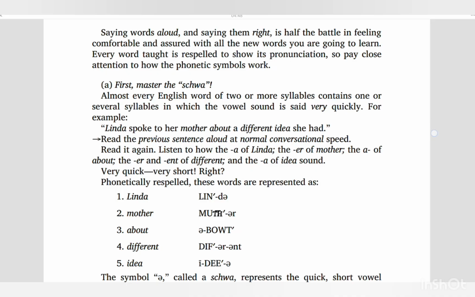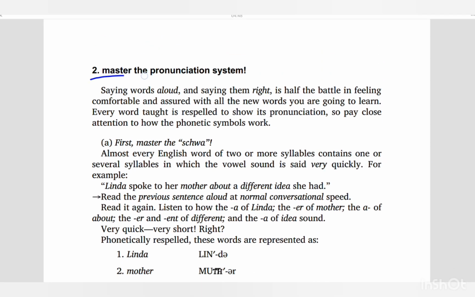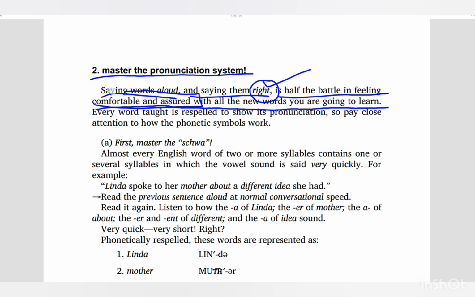So let's start on the second point, that is master the pronunciation system. Saying words aloud and saying them right is half the battle in feeling comfortable and assured with all the new words you are going to learn. It means the words you are speaking should be pronounced right, and when you do that you are comfortable and assured, you have that self-confidence that you are not wrong. Every word taught is respelled to show its pronunciation, so pay close attention to how the phonetic symbols work.